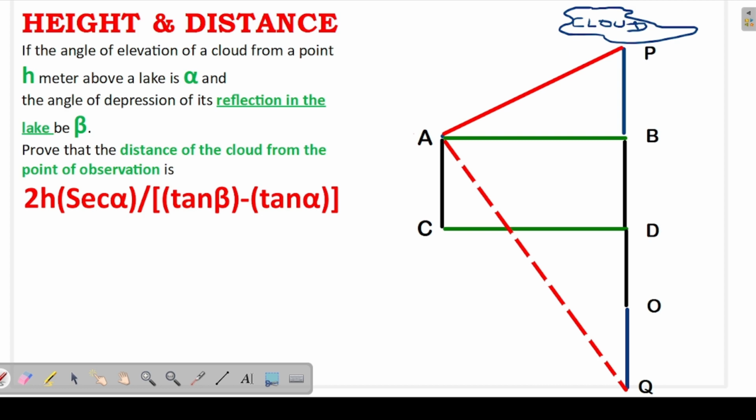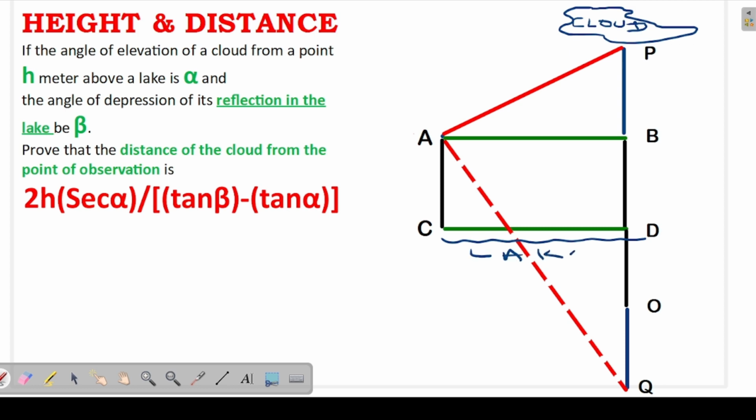So today we will see how to solve the question of height and distance. Here we have taken one question where the angle of elevation of a cloud from a point h meter above a lake is alpha, right? Let us assume here the lake is CD, right? This is the lake.